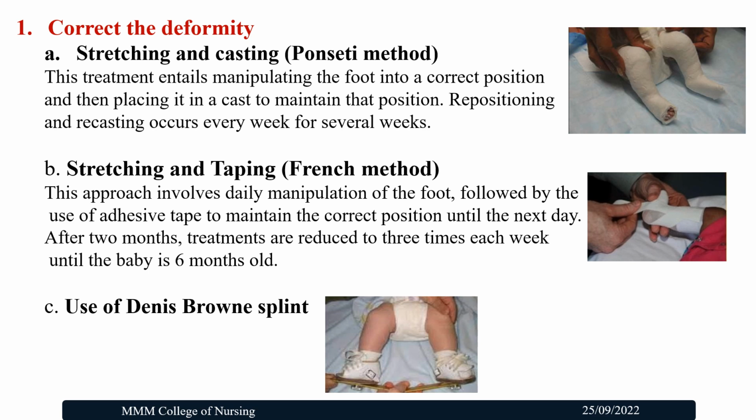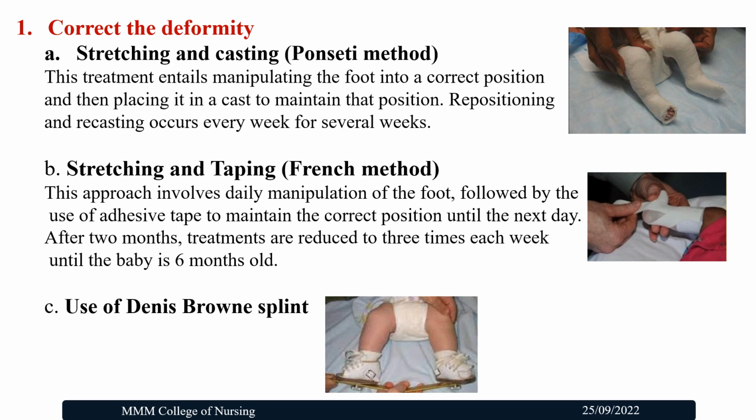Moving on to the first stage of treatment, correct the deformity. Here there are 3 methods of treatment: stretching and casting, stretching and taping, and use of the Dennis-Brown splint. The first method is stretching and casting, called the Ponseti method. Here the foot is manipulated into the correct position and a cast is placed to maintain that position. Repositioning and recasting occurs every week for several weeks.